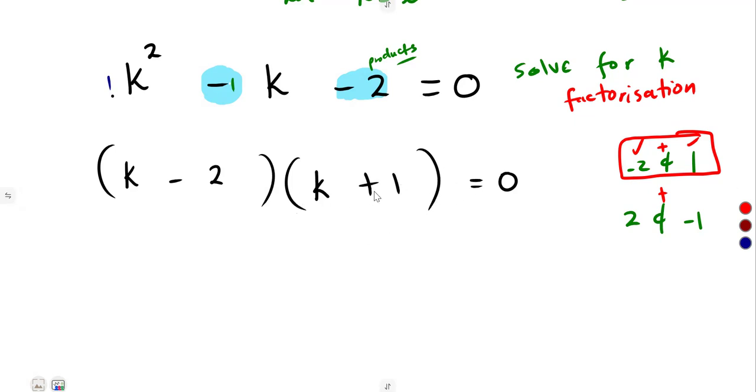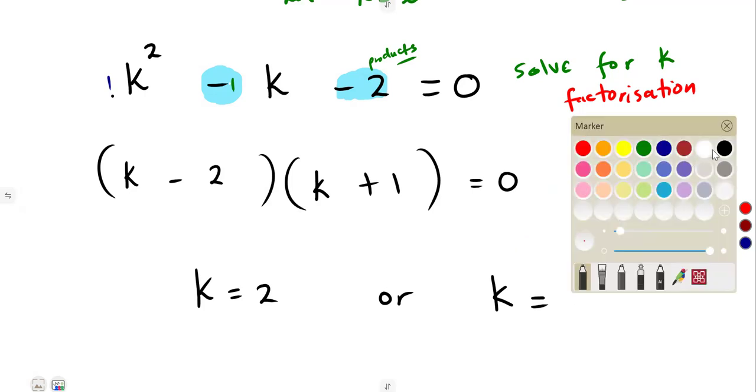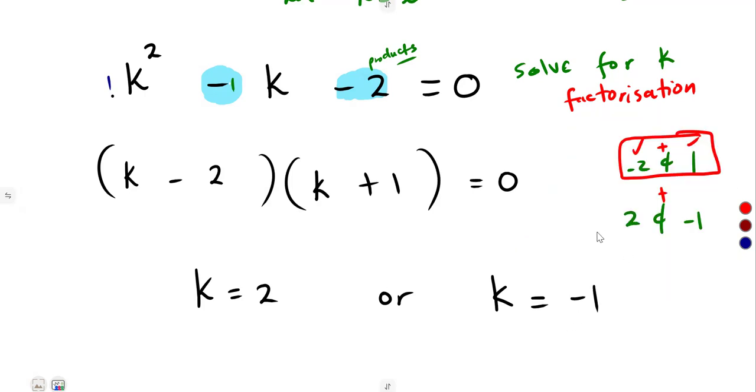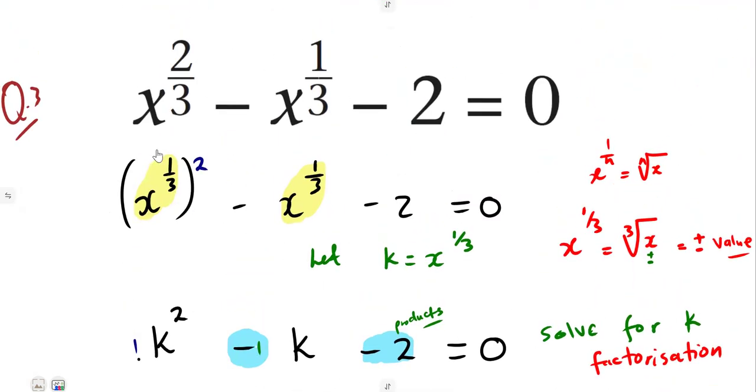So from this, each of the brackets must be equal to 0. Determine the value of k. The -2 to the other side is going to be a positive, so k is 2, or k is -1, since the +1 to the other side becomes a negative. So these are the possible values of k, not x. We are to solve for x in this equation.